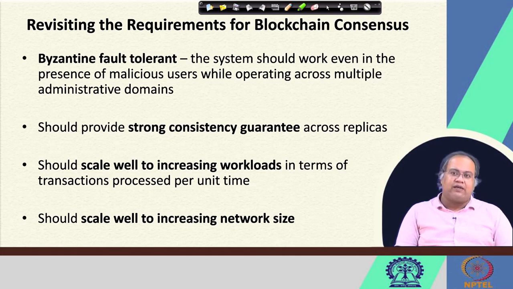Earlier we have seen that proof of work and PBFT have a trade-off between the last two requirements. Whereas PBFT scales well in terms of increasing workload, it does not work well with a large network size because it is based on message passing. On the other hand, proof of work can really support a large number of participants, a large number of peers in the network, but it does not scale well in terms of transaction throughput, the amount of transactions that can be processed per unit time. So, I have a trade-off between PBFT and proof of work, and we need to design a protocol that can balance these two.